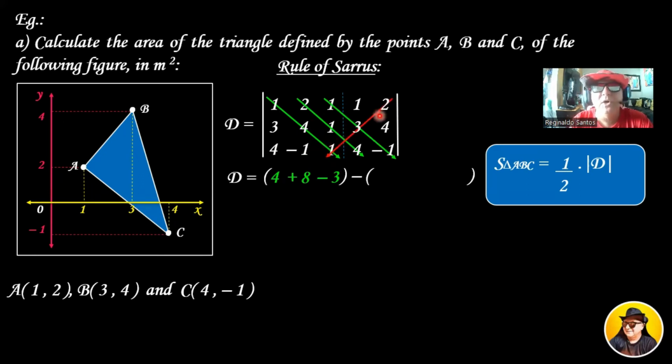Okay, you can see here the red arrow. 2 times 3 is 6. 6 times 1 is 6. You can see plus 6. Now let's write the other red arrow here.